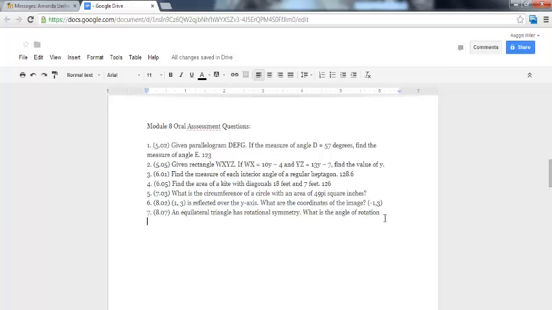Alright, last question here. An equilateral triangle has rotational symmetry. What is the angle of rotation? It's got 3 points, so just divide 360 by 3. 360 divided by 3 is 120, so the angle of rotation is 120 degrees. And that's all. So I'm done.